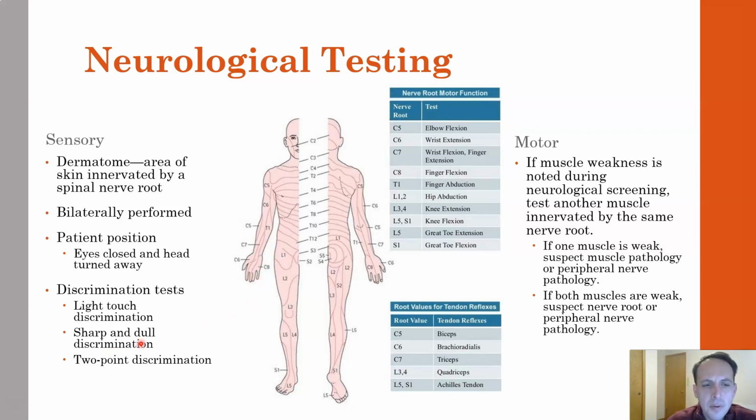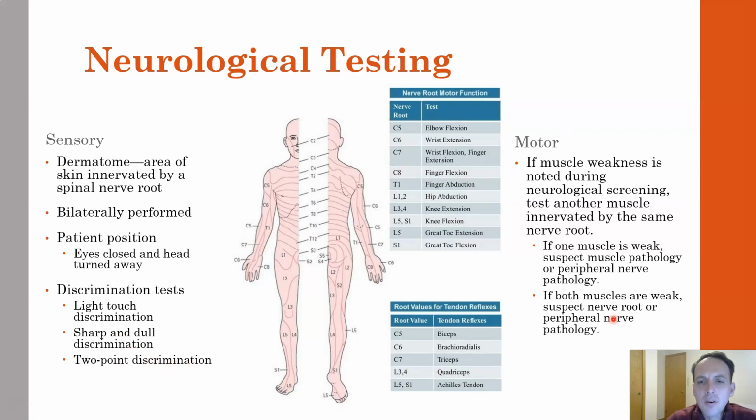And then 2-point discrimination is the ability to identify whether 2 points that are near each other are felt as a single point or 2 different points. And so that's a higher level way to assess less damaged nerves, through this 2-point discrimination.